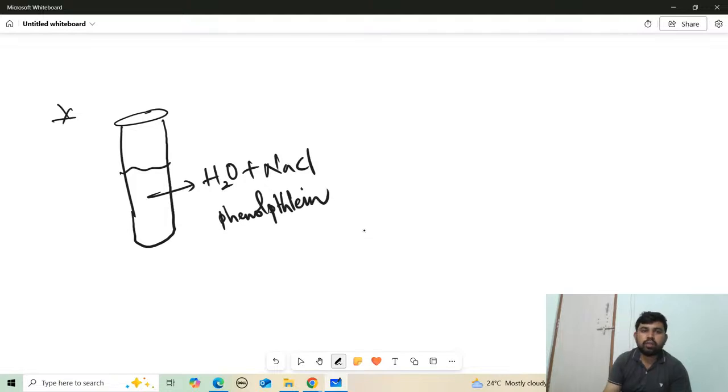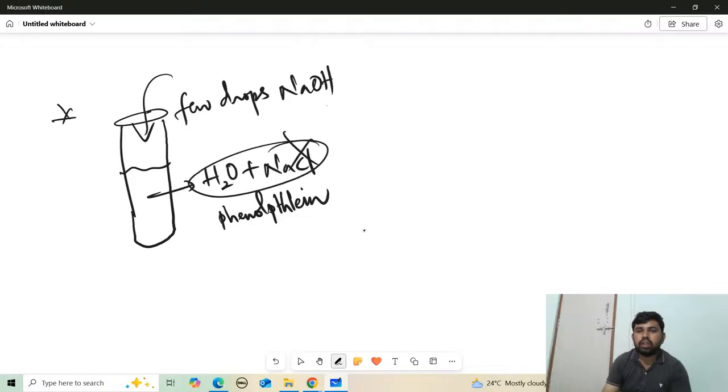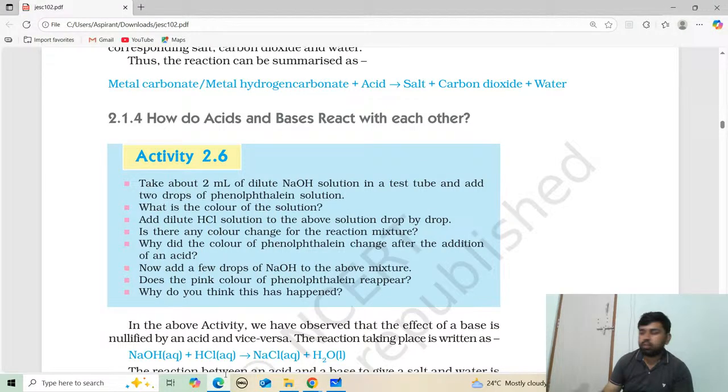For this one, now what are we adding? We are adding a few drops of NaOH. Then what happens? NaOH with a neutral mixture gives no change in color, but the phenolphthalein will again show pink color. Just remember, this reaction is called a neutralization reaction.